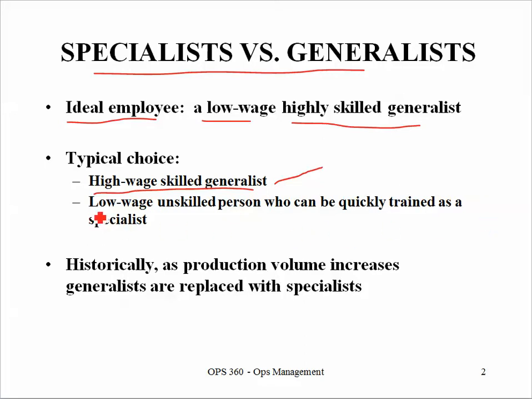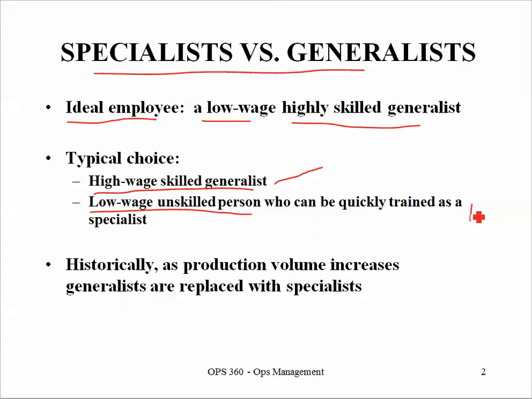At the other extreme is the low-wage, unskilled person who can be quickly trained as a specialist. The extreme here would be an assembly line worker, someone who has a very narrowly defined job that just takes maybe a minute or 2 minutes, and they do the same thing 400, 500 times a day. And so it doesn't take them very long to learn their particular job.